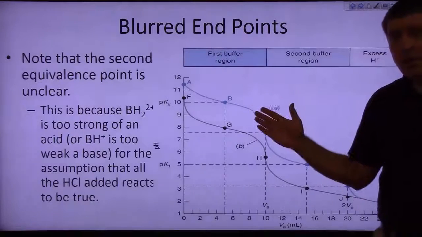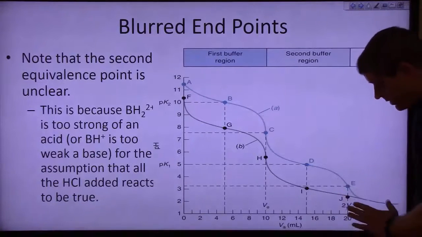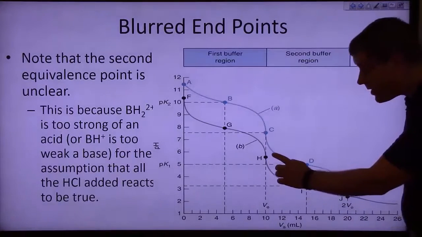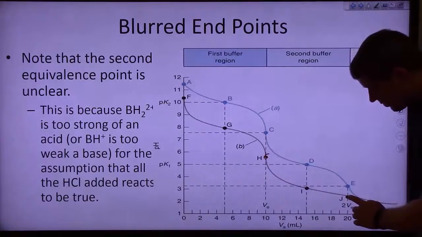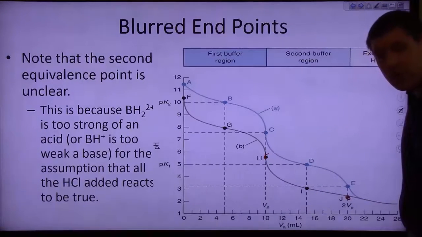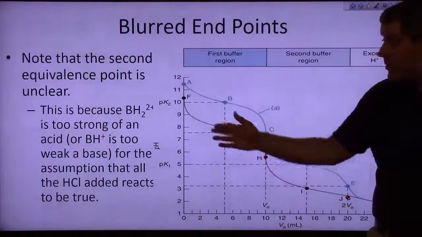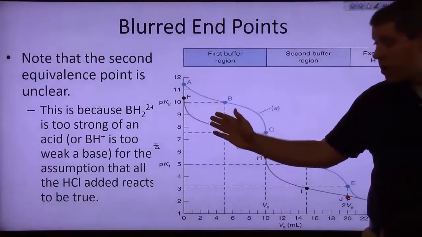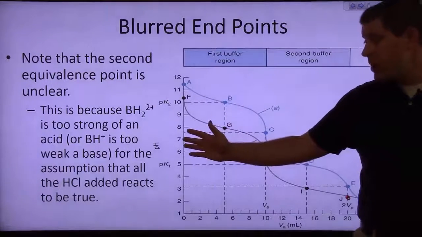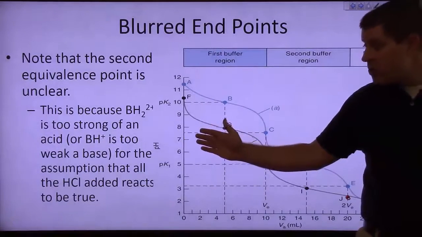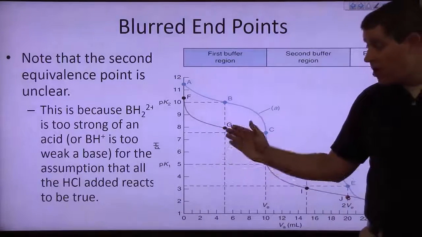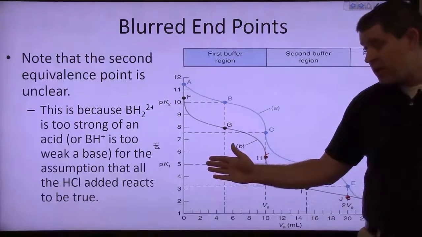And again, remember that that second equivalence point is unclear. The first equivalence point we can see here at point H, but that second equivalence point at J, we just can't discern where exactly it is. And this is because BH2 2+ is too strong of an acid, or alternately BH+, that intermediate form, is too weak of a base for the assumption that all of our hydrochloric acid added reacts to be true.